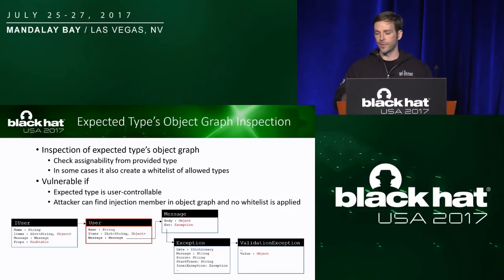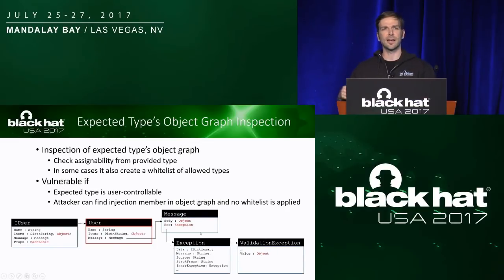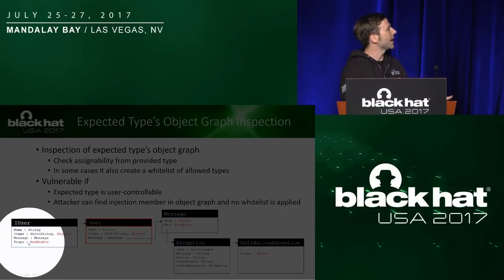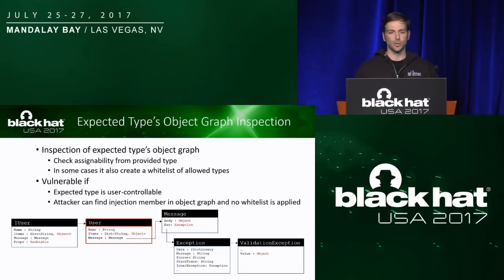if the attacker can find an entry point in this object graph. So for example, in this simple object graph, all the elements in red are entry points that the attacker can actually use to place their payload. That may be, for example, a System.Object type, or a non-generic collection like a Hashtable or an ArrayList. In our paper, we have a more detailed explanation of how to find these entry points in the object graph.